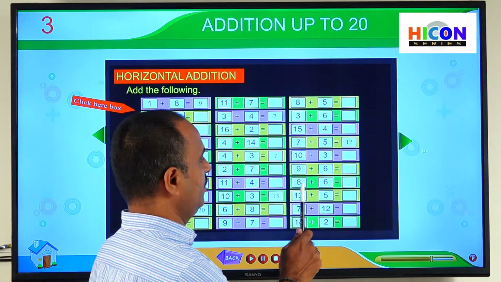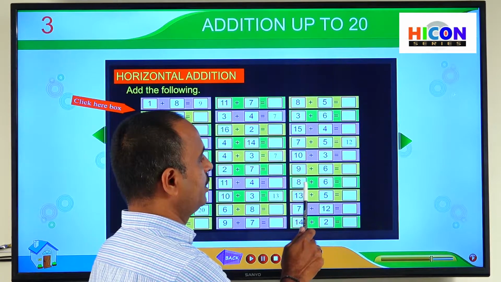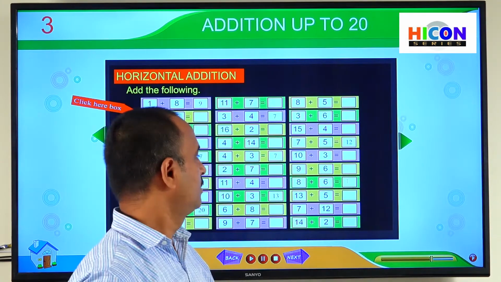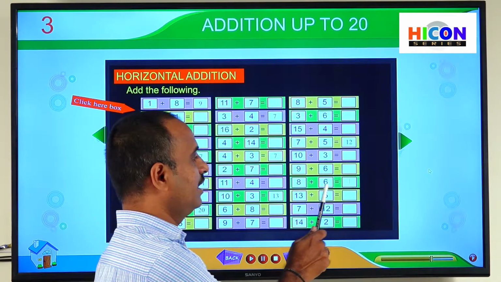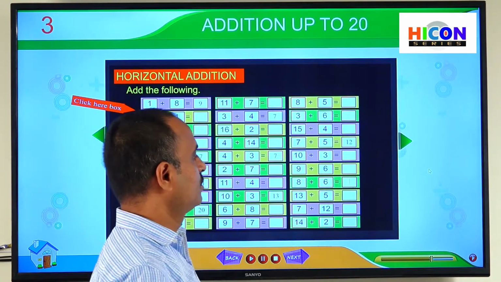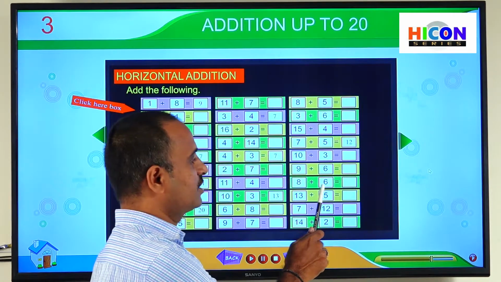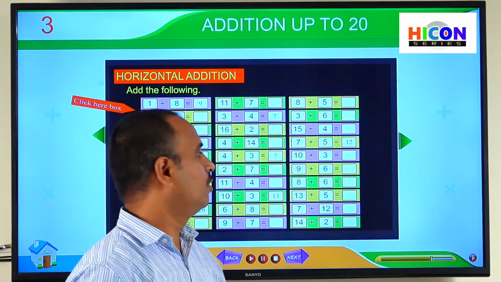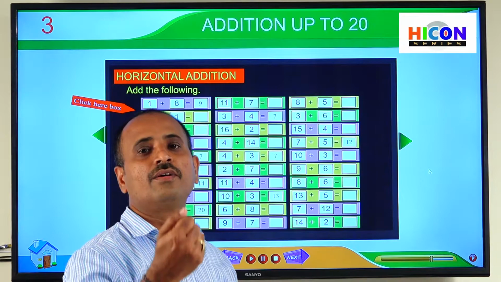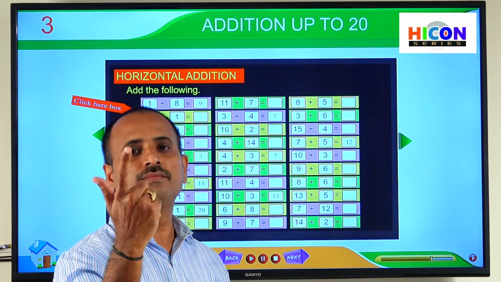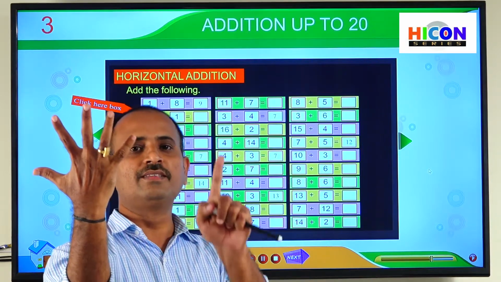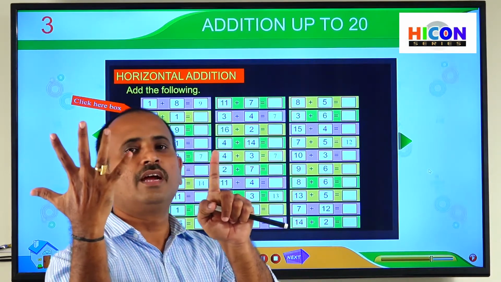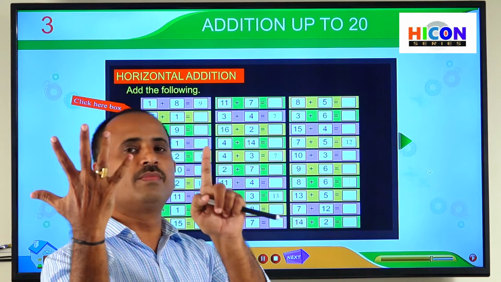So children, in the same way, see this problem. 8 plus 6. The first number in this addition is 8 and the second number is 6. So now open 6 fingers of your hand. 1, 2, 3, 4, 5 and 6. So these are the 6 fingers and now start counting from the first number.